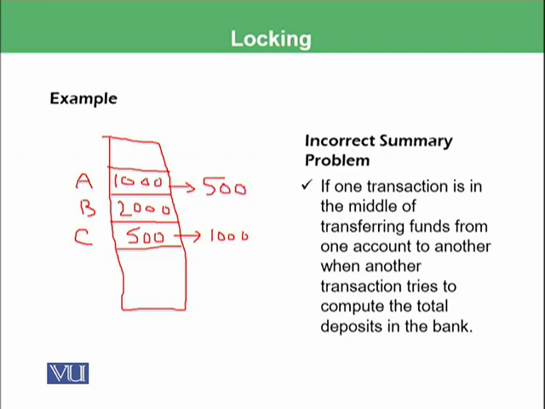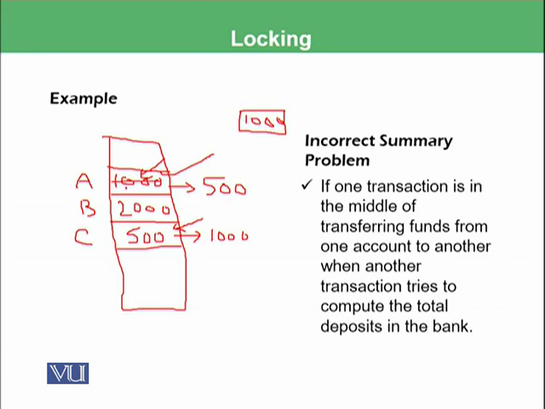As we discussed, this transaction takes multiple steps. In the first step, this 1000 will be read and put into the register associated with the CPU. Suppose it has been decremented by 500 and stored back again as 500. But the 500 which has been decremented from account A has not been put into account C. And at that time, if another transaction tries to identify the summary of the amount we are holding in the bank accounts, that would be wrong.